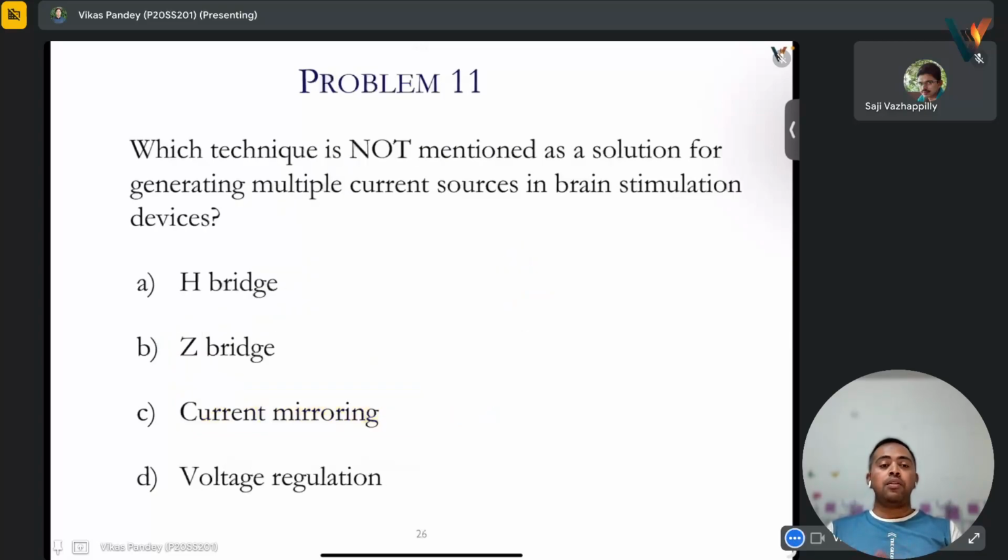Which technique is not mentioned as a solution for generating multiple current sources in brain stimulating devices? H bridge, Z bridge, current mirroring, voltage regulation.